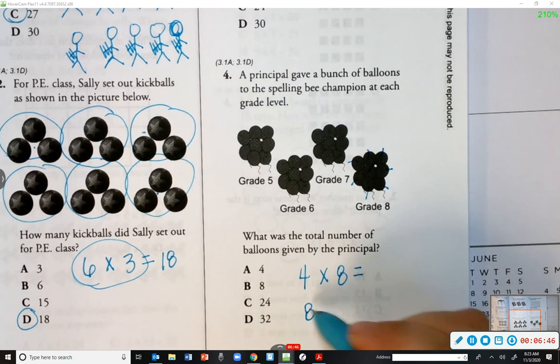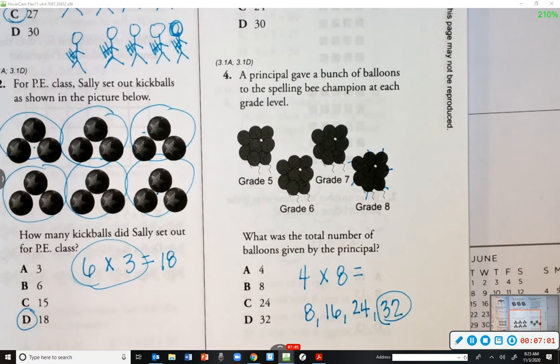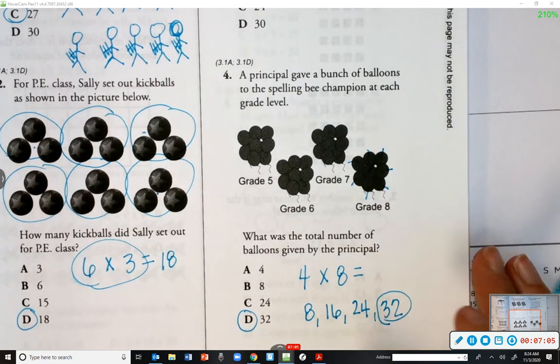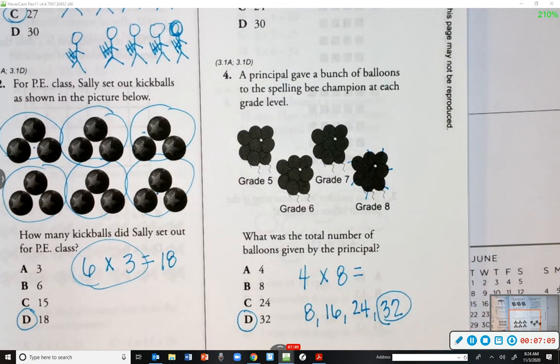So this would be 8. What comes next? 16. 24. And 32. I stop at the 4th one. Okay? 32 was the correct answer, D. Yes, got them all right. Yeah. Okay? All right, so that's your warm-up.